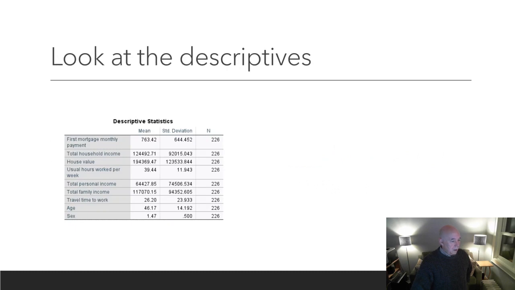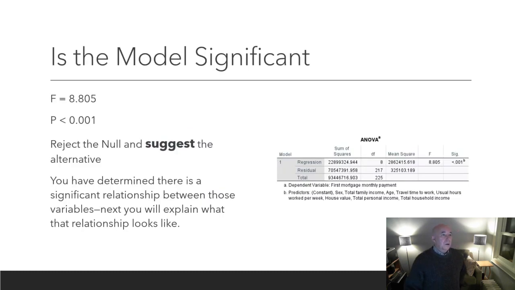And so the question then is, is the model significant or not? This is what it's going to tell us. You're going to report that F equals 8.8, P is less than 0.01, P is less than 0.05, so you're going to reject the null and suggest the alternative. You're going to suggest that there is a relationship going on here, and you're going to reject the notion that there is no relationship. Now that you've determined there is a relationship, you have to describe it. Everything that follows is actually a description of that relationship.